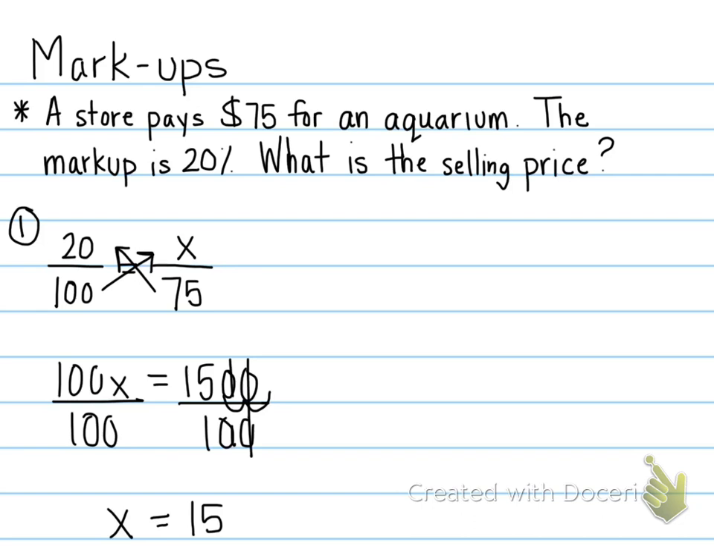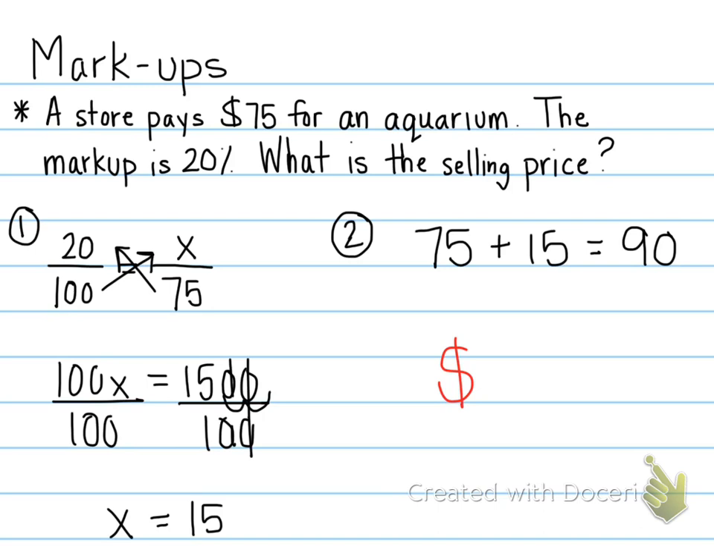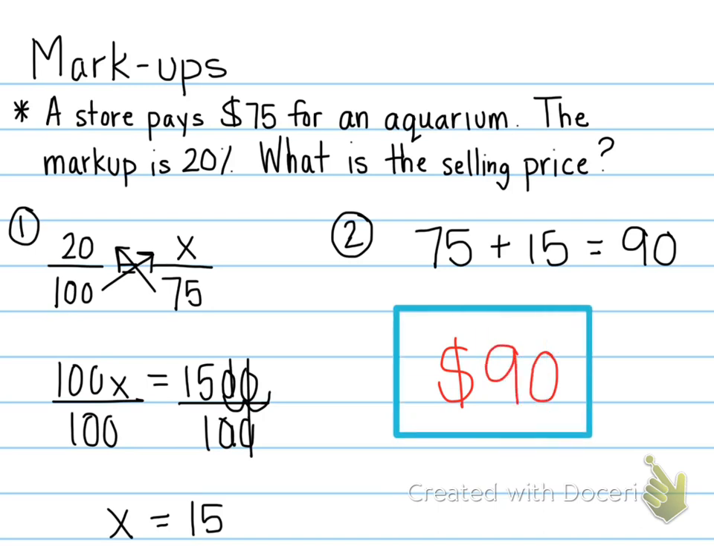So as in all of these problems, there is a second step. You just have to remember that second step is either adding or subtracting, and just making sure that your answer makes sense. So if it starts at $75 and it's a markup, you're increasing it by $15. So 75 plus 15 is 90. So with a 20% markup, the store is going to sell the item for $90 and make a profit of $15 on each one that they sell.